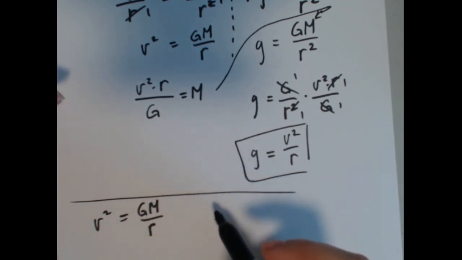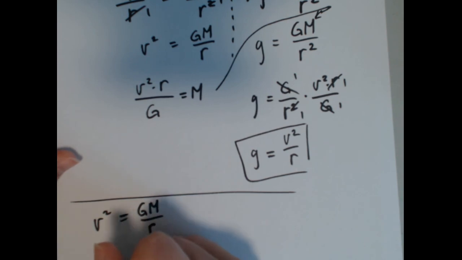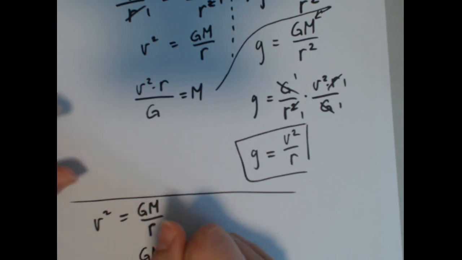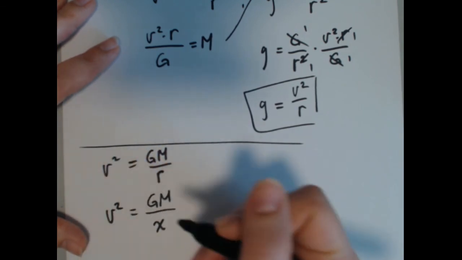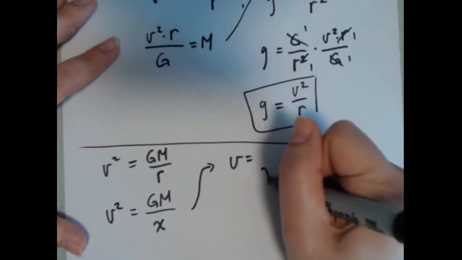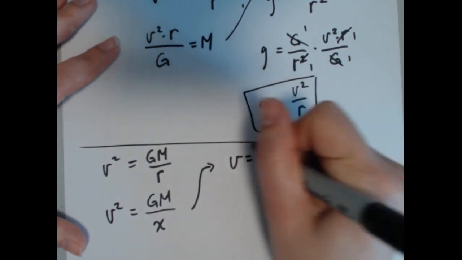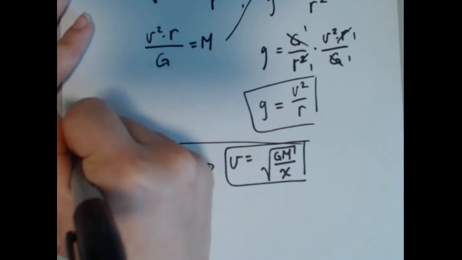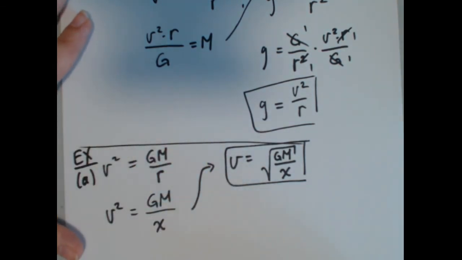In the slides, capital R is the radius of the planet, and x is the radius of the orbital motion. So I'm going to change that r to an x. So GM over x is equal to v squared. Well, it just takes a really simple rearranging to solve for v. Square root. v is the square root of GM over x. And that is part A done. So this is example part A. Okay. Hopefully not too bad.